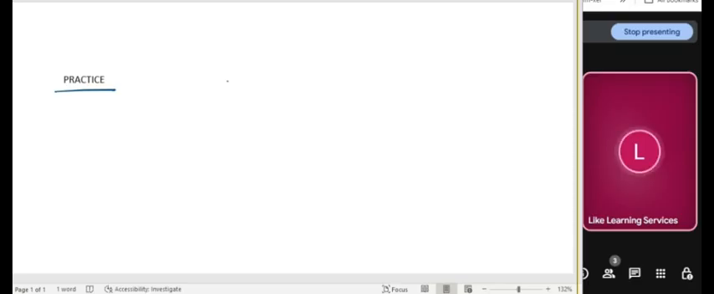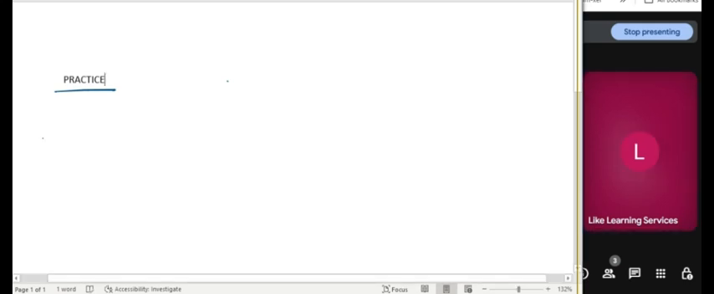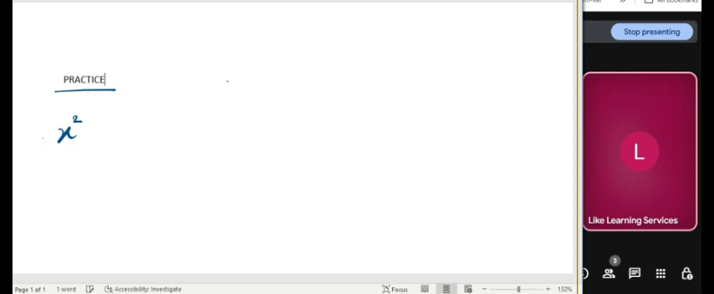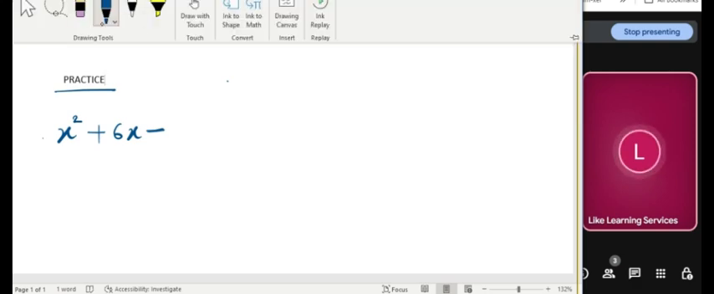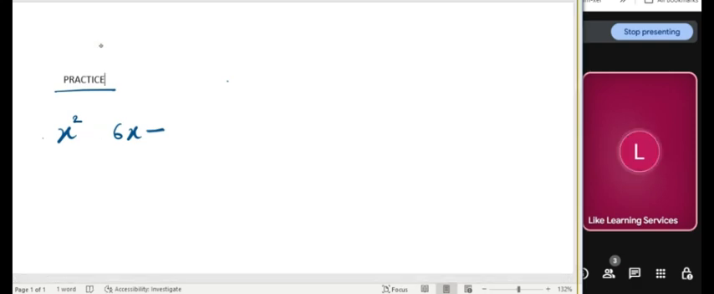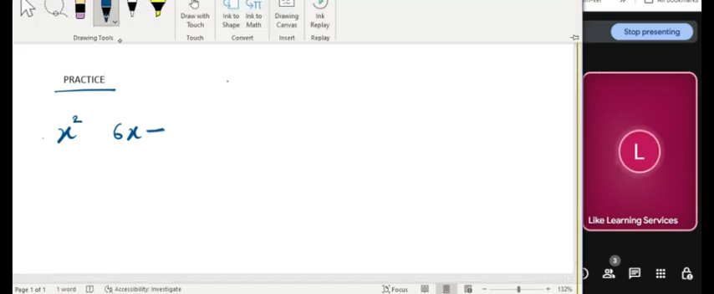So completing the square, if you have an example x squared plus 6x minus whatever. I will use x squared minus 6x, so that it's something that is factorizable, and then when you're done, you can easily compare.